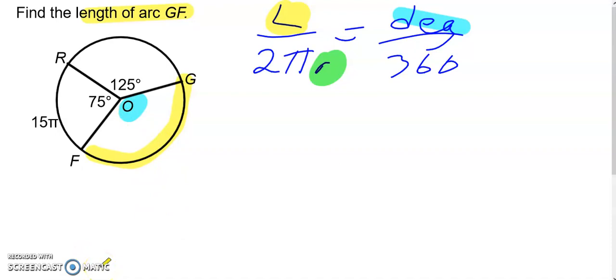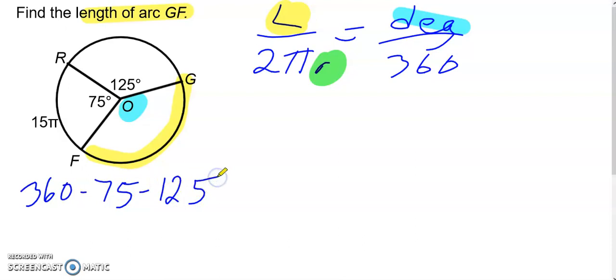I can find the degrees in the arc because all those central angles have to add up to 360. So if I have 360 and I take away what they've already given me, that should be 160. Let's just double check that because I don't want to miss problems because of sloppy arithmetic. Indeed, it's 160. So this degrees right here is 160, but we're still missing radius. So how are we going to find radius? Well, notice we have this angle and this arc length. If I've got a degree and an arc length, we can find radius for this circle.